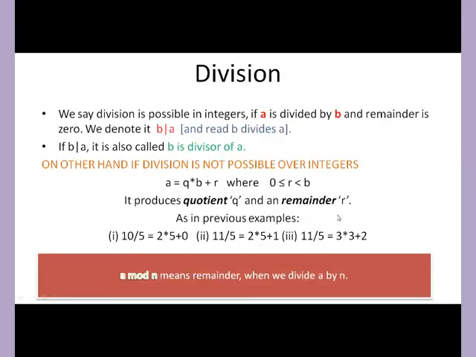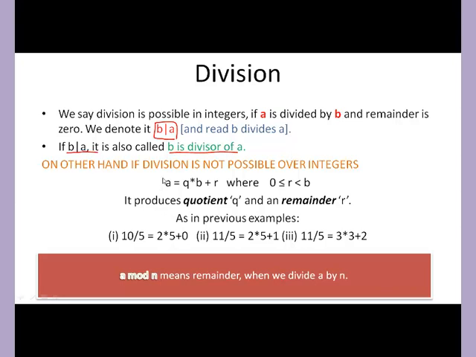So we can say division is possible in integers if a divided by b leaves remainder 0. In this situation we say that b divides a, and we denote it by this symbol, read as b is a divisor of a. On the other hand, if division is not possible, it means we are dividing things and getting some remainder.